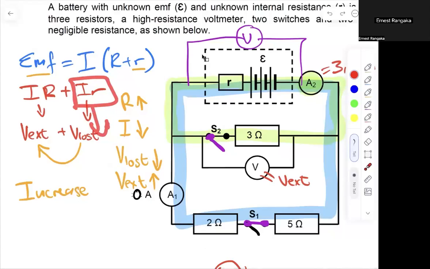And when I small r goes down, it can't just go to nowhere. It's got to go somewhere because EMF is constant. So I can't lose it out of the system. If I lose it in the I small r, it's got to go to my I capital R. So my V external has got to increase because EMF is equal to V external plus V lost, or you can say V external plus V internal. So that's basically how that whole thing works.